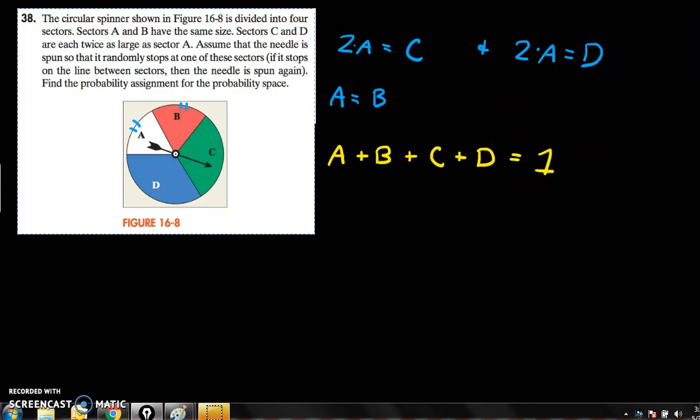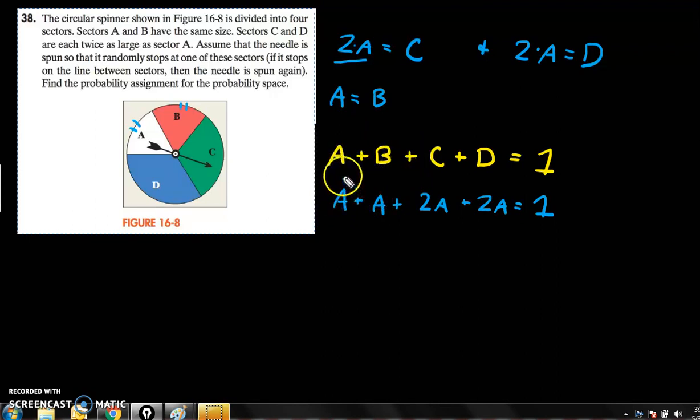So let's see if we can take some of this stuff that we know and plug it in here so that we can get down to maybe just one variable. So it looks like we know C is the same as 2A. So instead of C, let's put 2A. We know D is the same as 2A. So instead of D, we'll put 2A. We know B is the same as A. So instead of B, let's put A. So it looks like we're shaping up to be able to figure out what A is. And then A is obviously the same as A. You don't have to substitute anything.